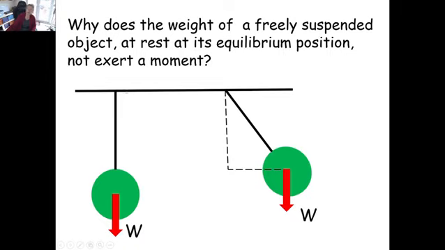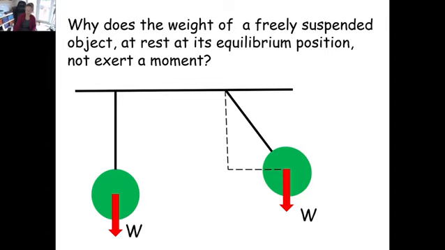Here, when it's in this position and it has come to rest, we see the weight of the object is acting straight down, and the line of action of the weight is along this line, and that's directly in line with the pivot point. So there is no perpendicular distance between the force and the line of action of the force, because they are in line. So there is no moment, and that's why the object comes to rest in this position.